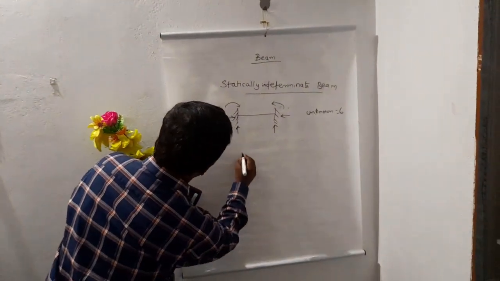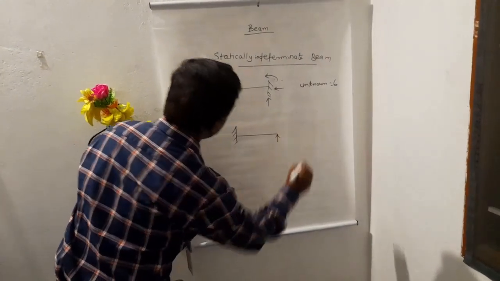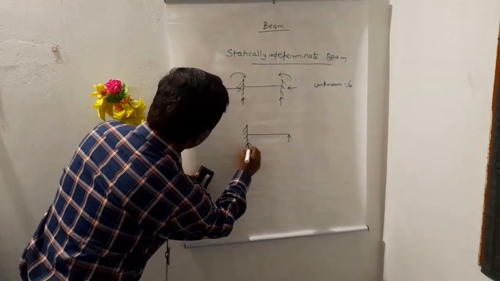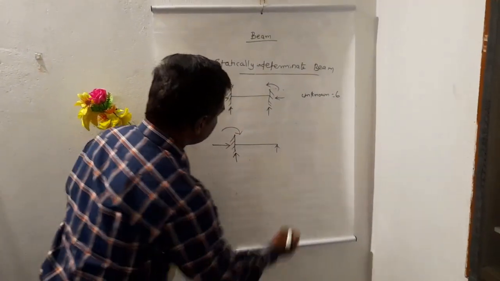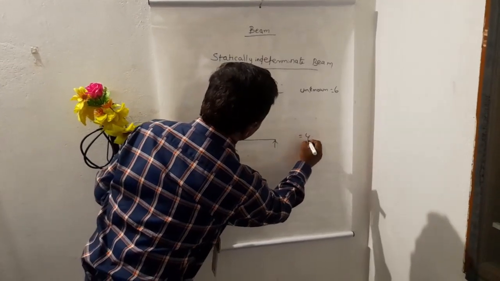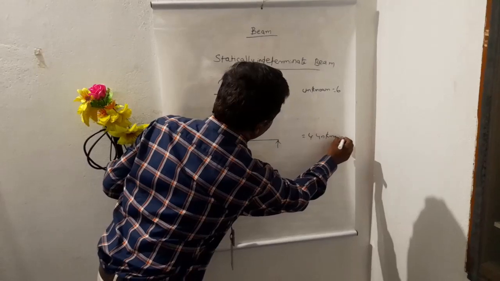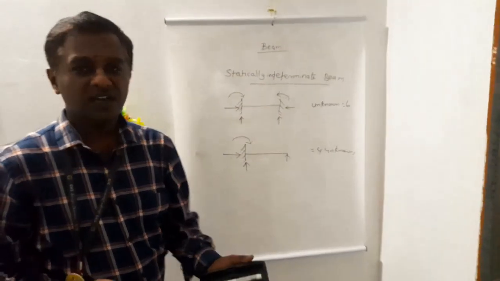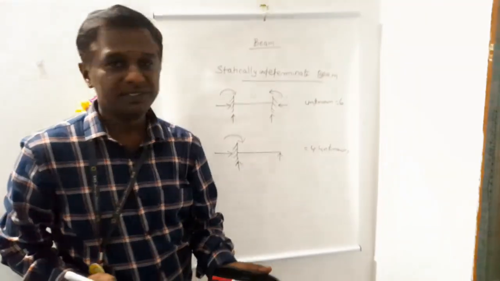And one more: a cantilever having another support at the end or in between. Here also we have the support reactions, 3 plus 1, so totally 4 unknowns. Having only 3 equations, we cannot find all the unknowns. So these all come under statically indeterminate beams.